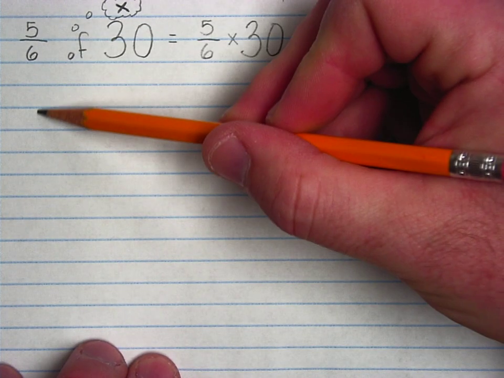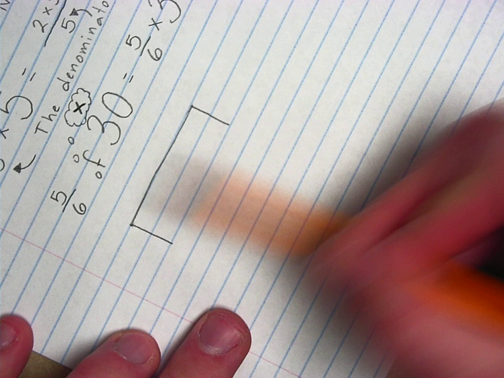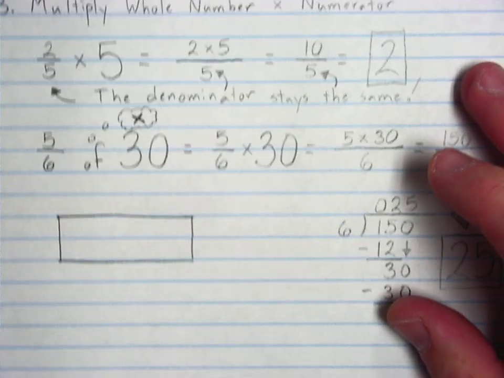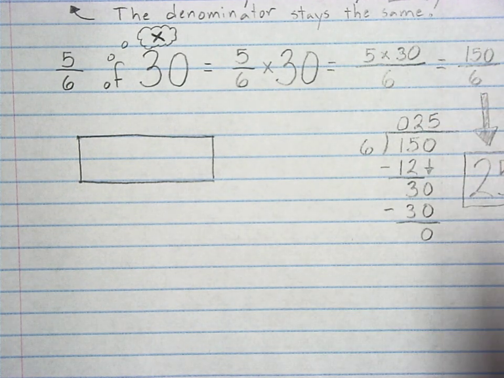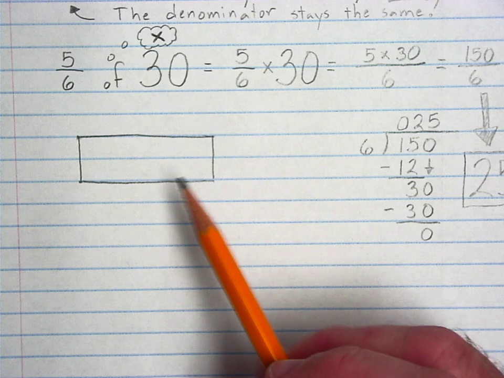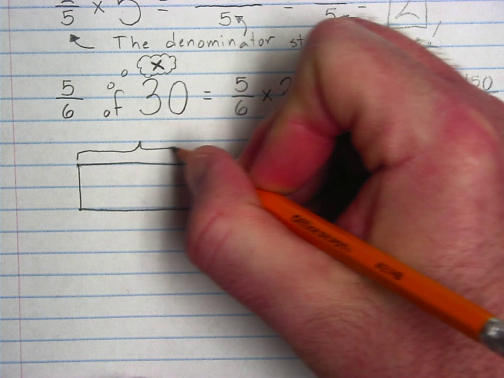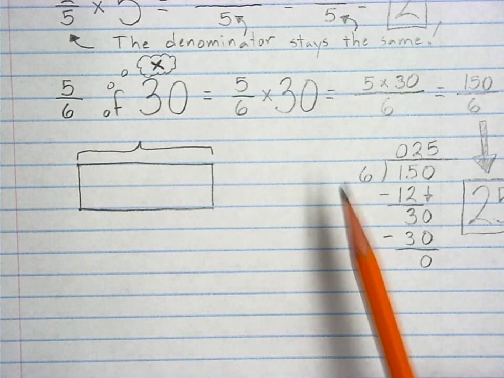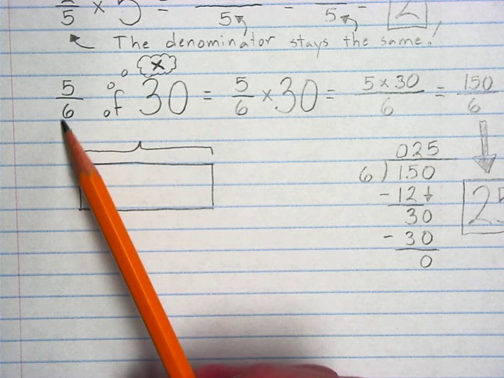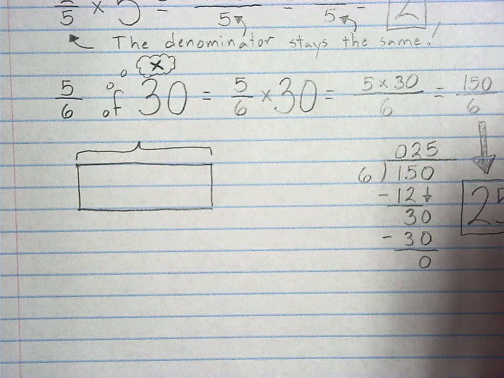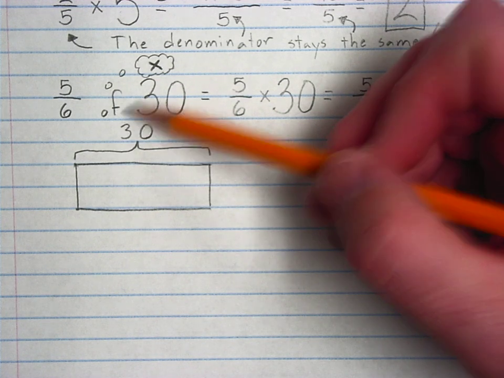5/6 of 30 is 25. Now, I said we wouldn't be doing too many tape diagrams, but we are going to do at least one because I want to show you the connection. I can hear your collective groans, even through YouTube. You'll make it through. Go ahead and draw your tape. We need to think of what the whole is. What are we starting with? 30. I know this comes first, but remember, we're trying to find 5/6 of some bigger amount. So that is the amount we're going to be dealing with. 5/6 of 30.